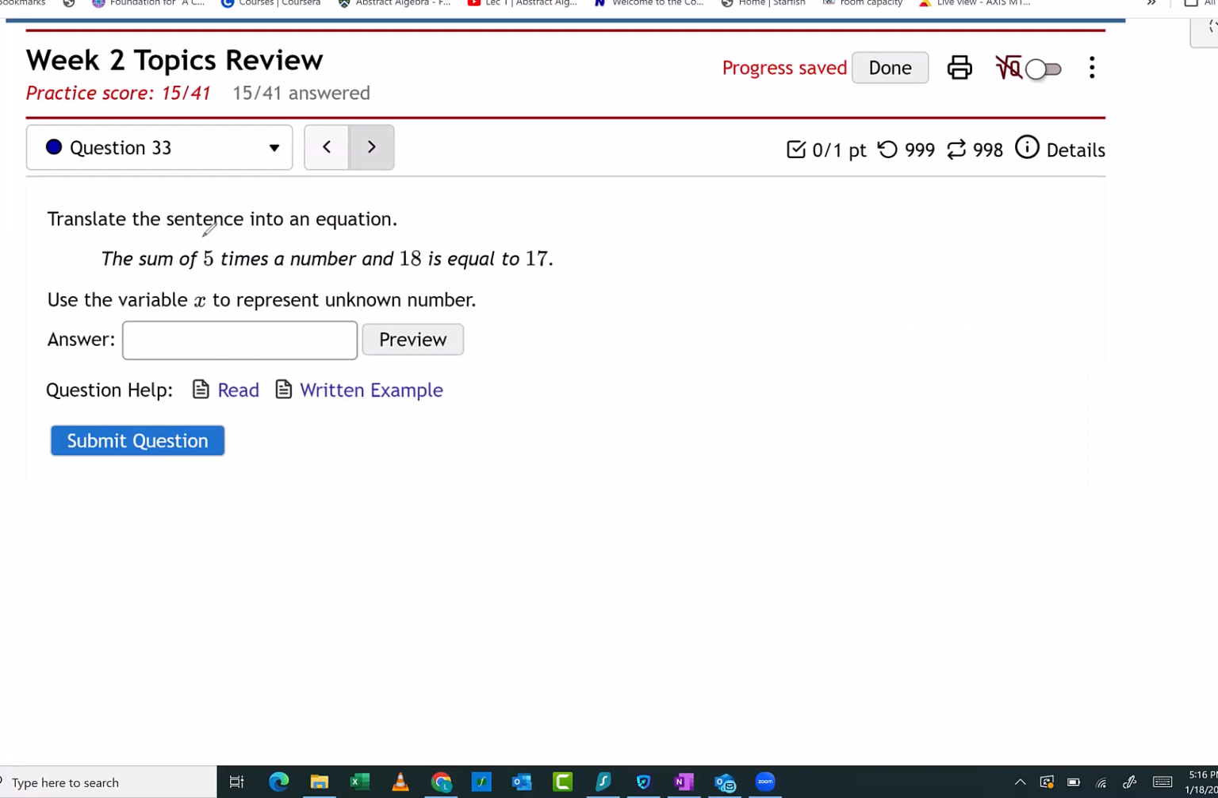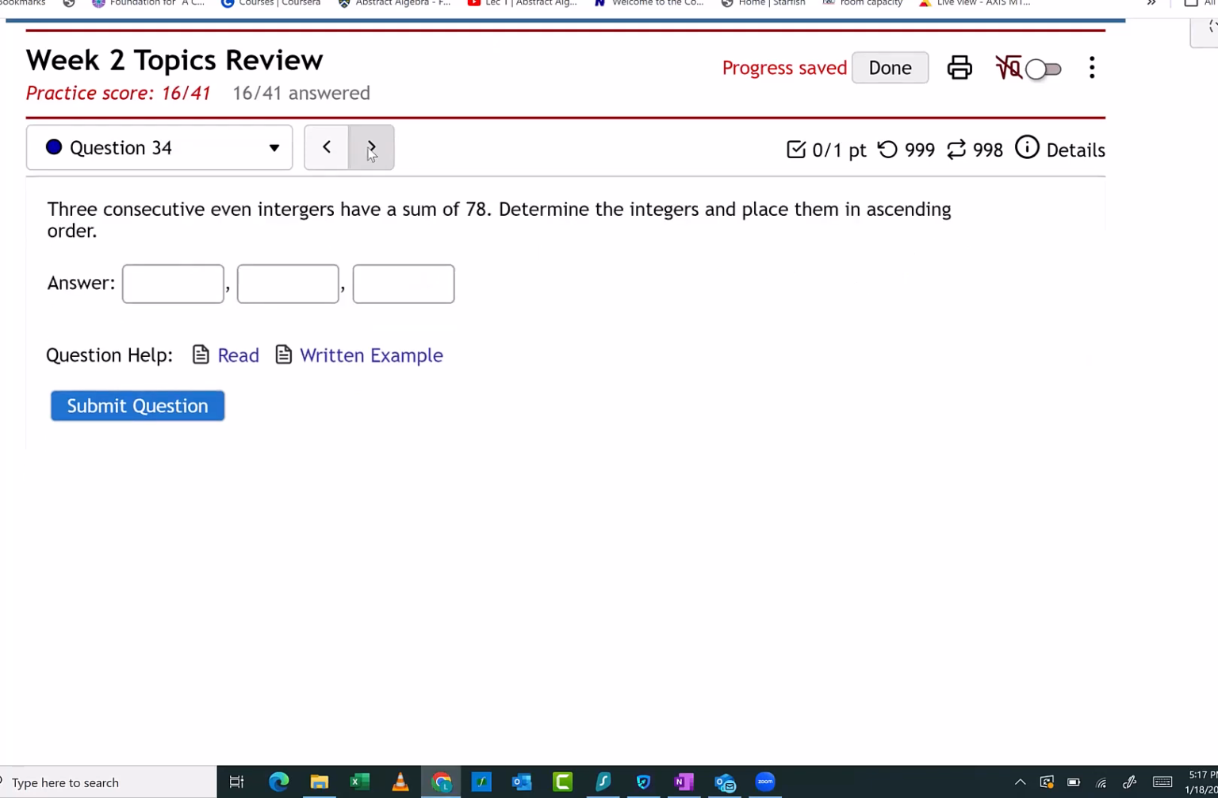Here we have the sum of 5 times the number and 18 is equal to 17. Sum again means addition. 5 times a number, I don't know what the number is. It's telling me to use X. 5 times a number and 18, well, I'm summing it, so I have to say plus 18 is equal to 17. And that's it. This is a nice problem.